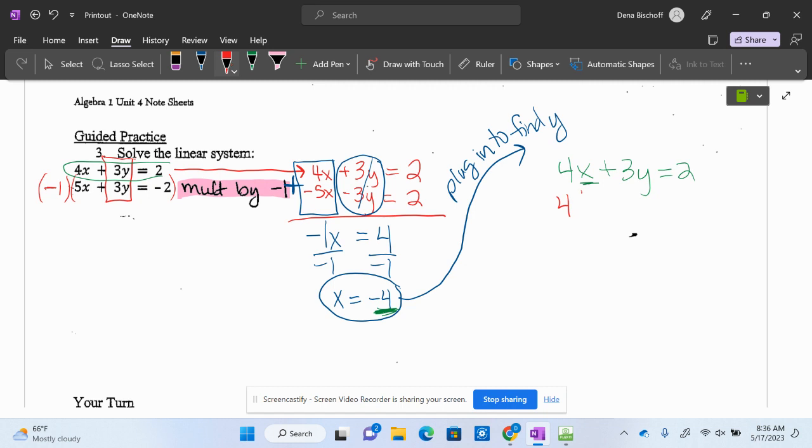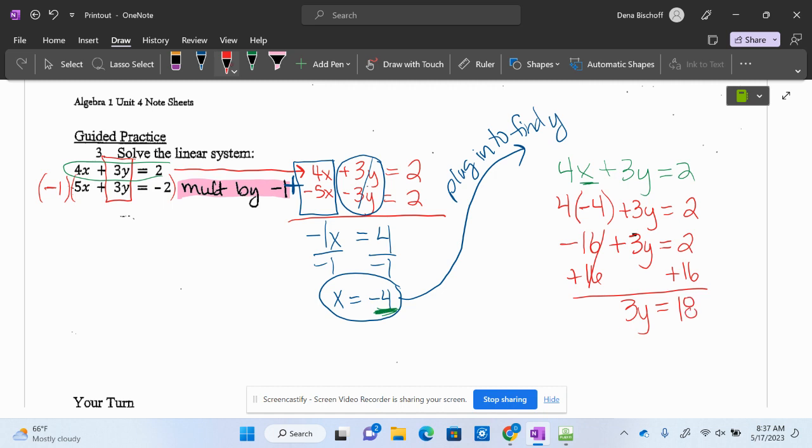So 4x is negative 4. So 4 times negative 4 plus 3y equals 2. 4 times negative 4 is negative 16 plus 3y equals 2. I'm trying to get y all by itself. What do I do next? Absolutely. I'm going to add 16 to both sides. Cancels out. 3y equals 18.